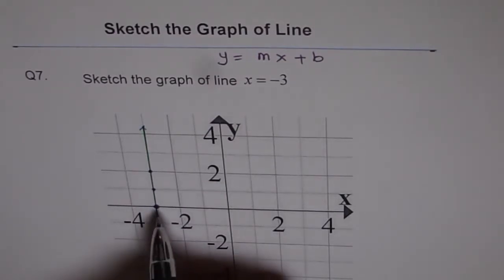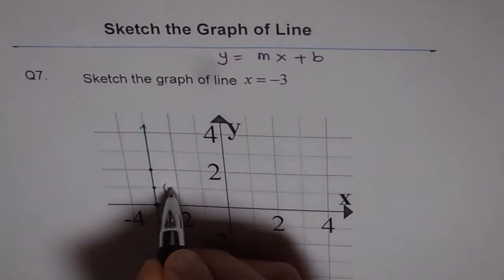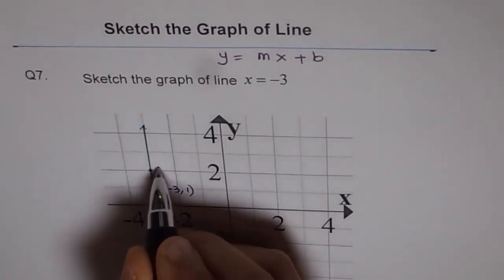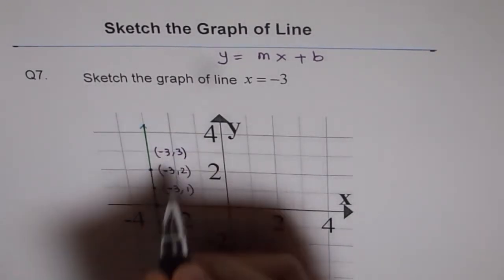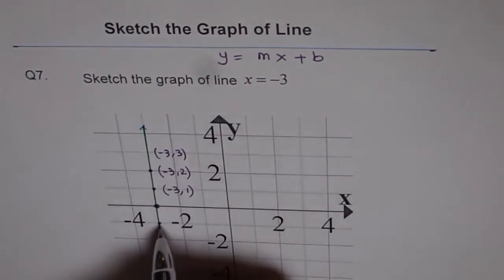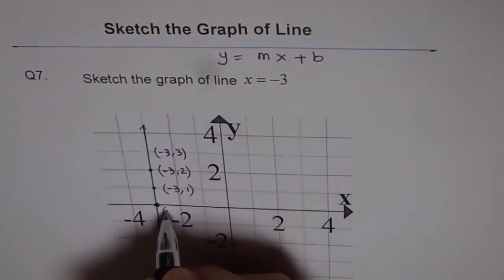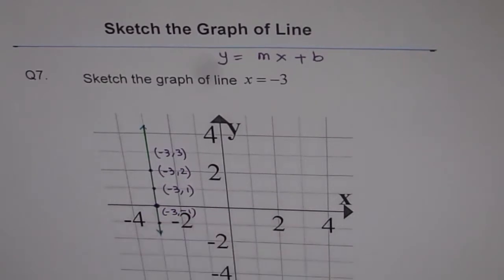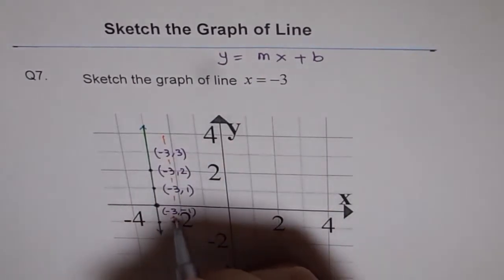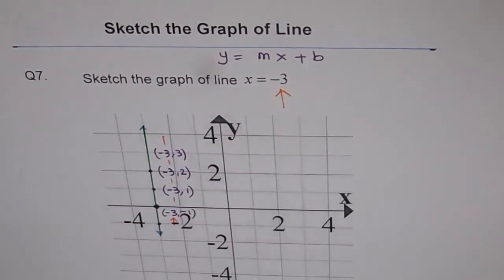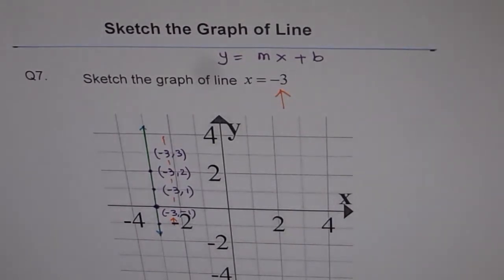That's what it means. For example, what is this point? This point is minus 3 and 1. How about this? Minus 3 and 2. And what about this? Minus 3 and 3. And how about this? This is minus 3, minus 1. So let me write here minus 3 and minus 1. So what you notice everywhere is the x value. Do you see that x value? It is minus 3. When we say x is minus 3, then x is minus 3, but y could be any value, correct? And if we sketch or draw this line, it will be a vertical line.